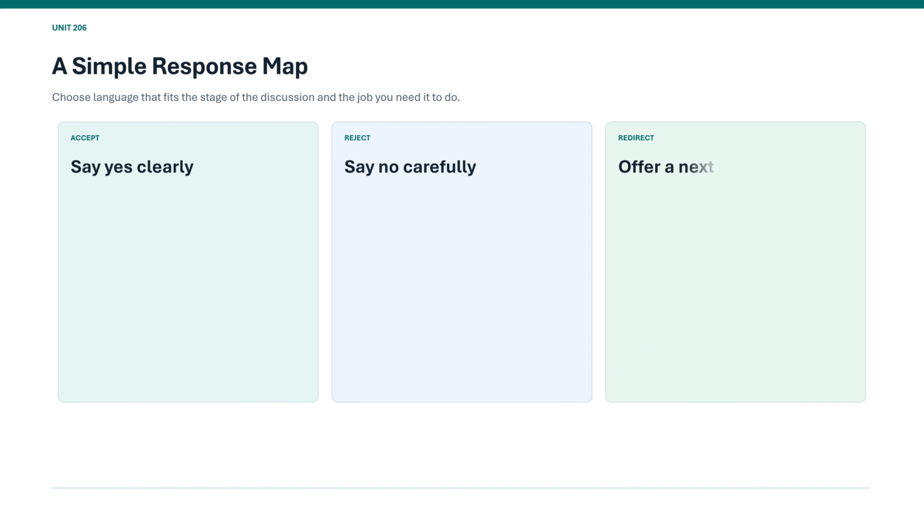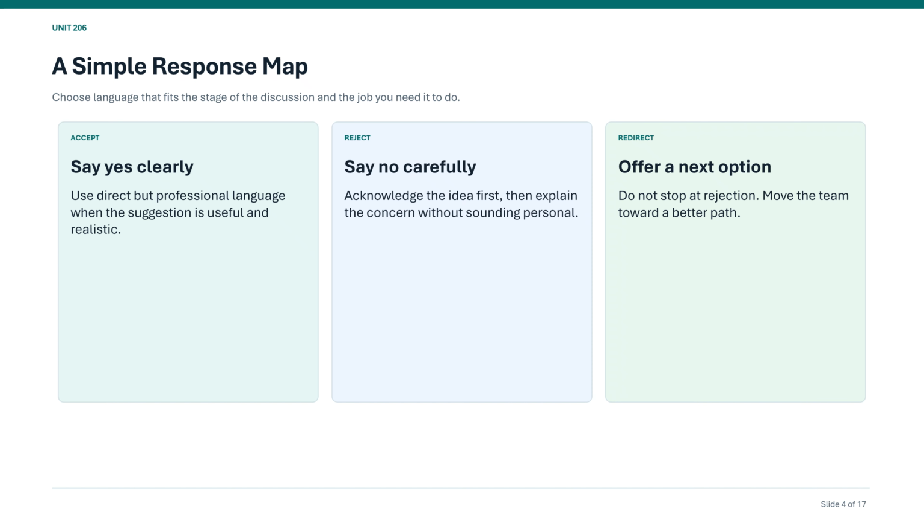This map gives you a fast way to choose the right response. Say yes clearly. Use direct but professional language when the suggestion is useful and realistic. Say no carefully. Acknowledge the idea first, then explain the concern without sounding personal. Offer next option. Do not stop at rejection. Move the team toward a better path. A useful habit is to notice the stage of the discussion first and then choose language that helps the group move to the next step.